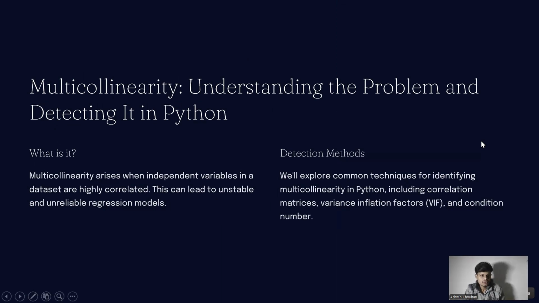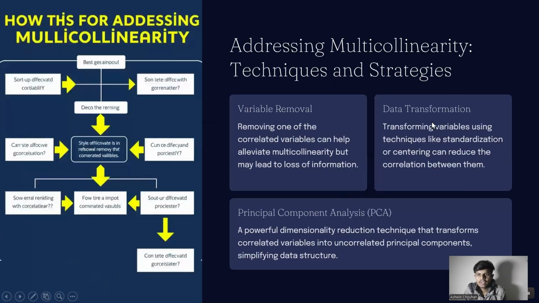multicollinearity. So what is it? Multicollinearity arises when independent variables in a dataset are highly correlated. This can lead to unstable and unreliable regression models. Detection methods: we will explore common techniques for identifying multicollinearity in Python, including correlation matrices, variance inflation factor (VIF), and condition number. Addressing multicollinearity: techniques and strategies.